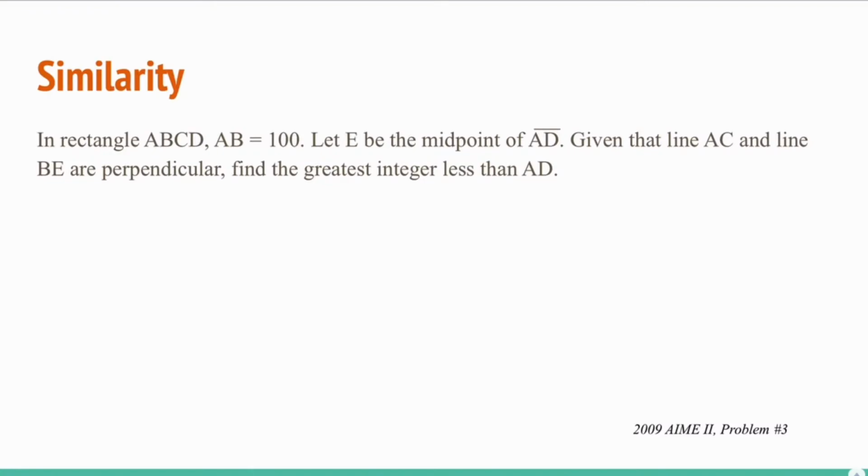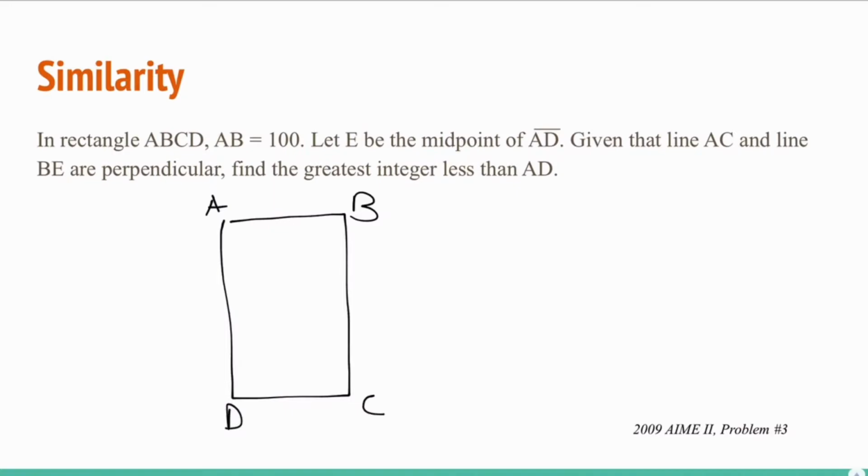Let's start by drawing a diagram. This is ABCD with AB and CD, and AB is equal to 100. We also have that E is the midpoint of AD, and that AC is perpendicular to BE. So, since we want ratios so that we can find BC, let's look for ratios. And the best way to do that is with similar triangles.